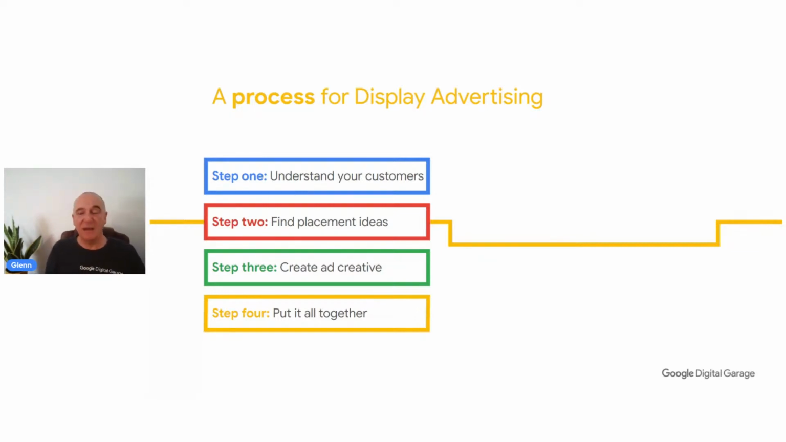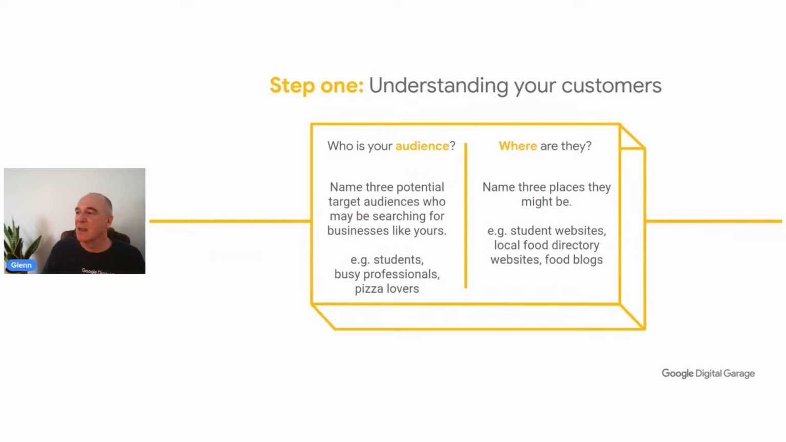Then we're going to create the ad, and then we're going to put it all together and put it back into Google Ads as we saw previously. So again, we remember for this process, for search advertising, we're still going for, as our target audience, those students, those busy professionals, and those pizza lovers. So they are our core identified target audience. So now where are they? What are they doing online?